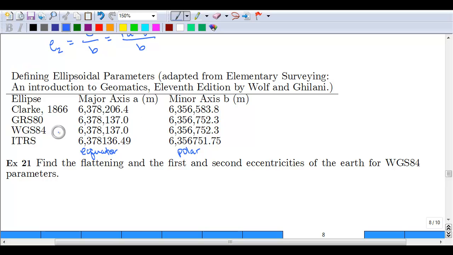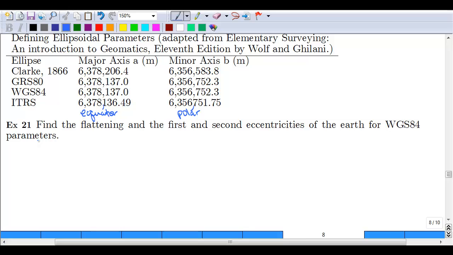You can even see how in 1980 and 1984, the changes were so minuscule that they were out to the hundredths of a meter here. But the most recent ones that are most commonly used are these ITRS. So we're going to go back. We're going to actually look at the WGS 84, and we want to find the flattening and the first and second eccentricities for these. In this case, again, we're going to be using these numbers here.